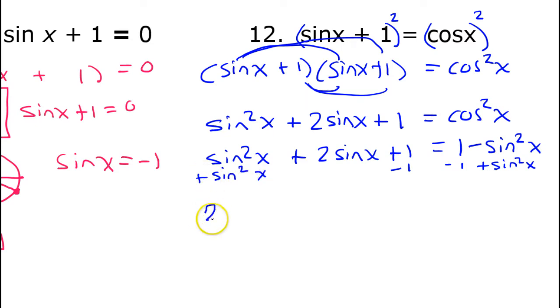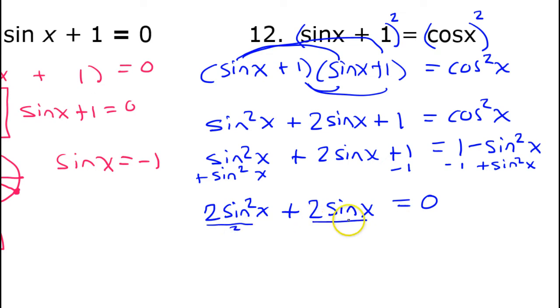So that's going to give me 2 sine squared x plus 2 sine x. These cancel out though, don't they? So that's just going to be equal to 0. Now, when I factor out the GCF, I could keep this 2 off to the side, or I could divide everything by 2 right now. If I were to just divide everything by 2, that would immediately give me sine squared x plus sine x is equal to 0. I do not have to keep the 2 hanging around.